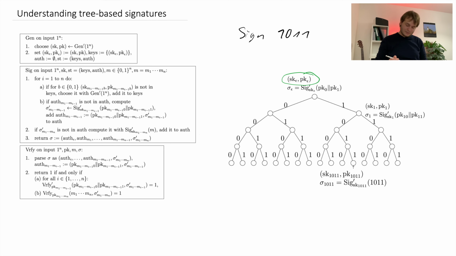So ultimately, in order to sign this message, we will generate a new key pair for that message because we haven't generated this before. And then we will generate all of the stuff that we need in the tree in order to authenticate that public key PK1011. And what actually is this? So what parts of the trees do we need to generate now? Think about it for a second, then I will mark the solution.